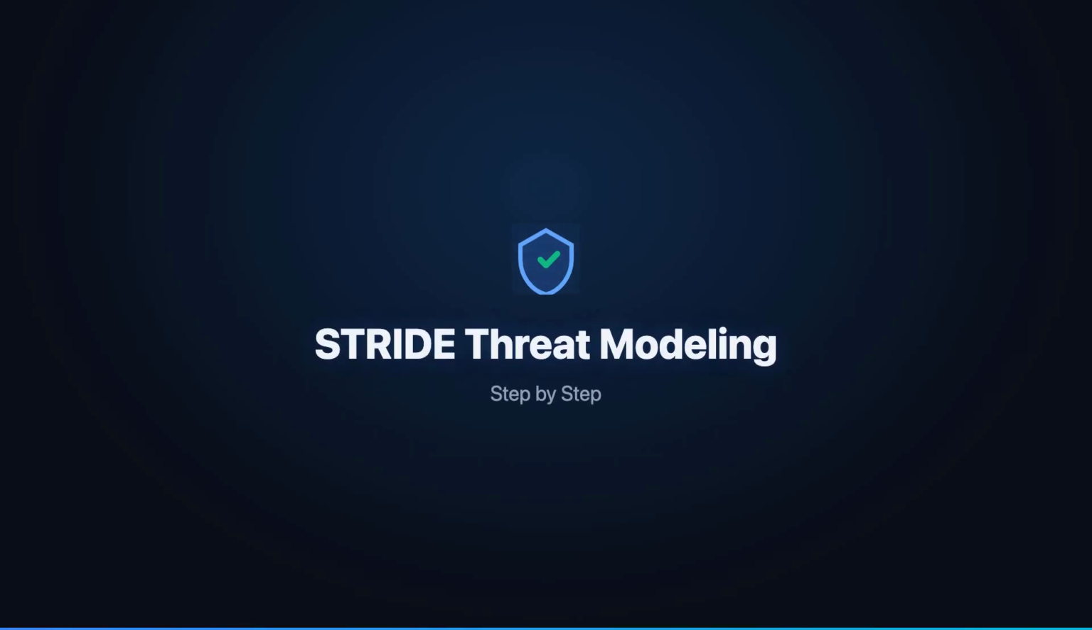In the next few minutes, we'll walk through how to systematically identify security threats in any system using the STRIDE framework. You'll learn the 6 threat categories, how to build data flow diagrams, apply STRIDE to each component, prioritize threats, and select mitigations. Threat modeling catches security issues in design before they become vulnerabilities in code. Let's get started.